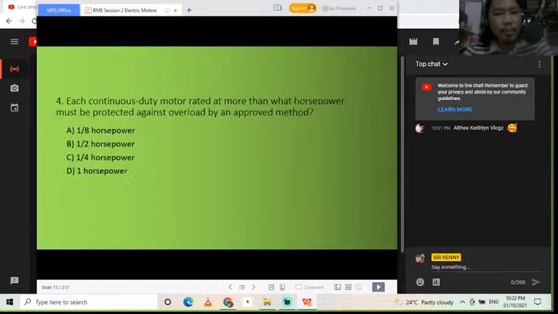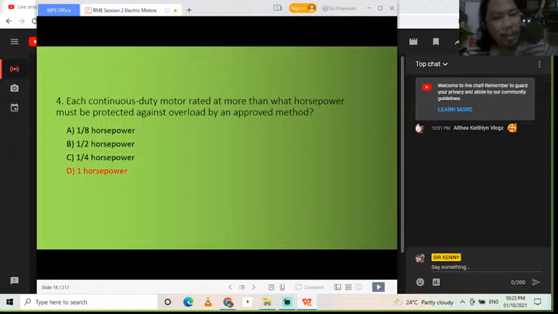Number 4. Each continuous duty rated at more than what horsepower must be protected against overload by an approved method. So, 1/8 horsepower, A. B, 1/2 horsepower. C, 1/4 horsepower. Or D, 1 horsepower. Correct answer is 1 horsepower.